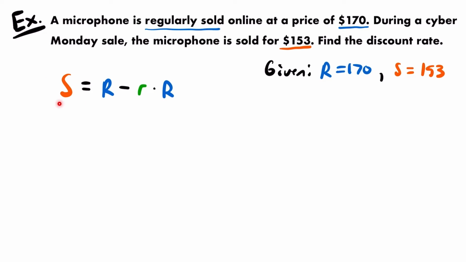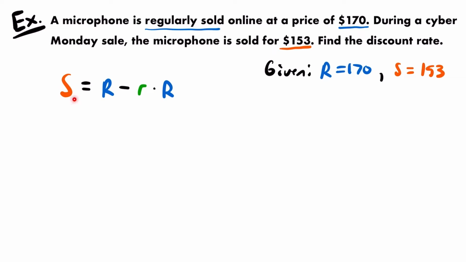And so that's what this equation will help us find, because we know everything in this equation except for the discount rate r, right? We know the sale price, we know the regular price, so we can substitute those values into this equation or plug them in, and then we'll be able to use our equation solving skills learned earlier in algebra to solve for the value of that discount rate. So let's set it up.